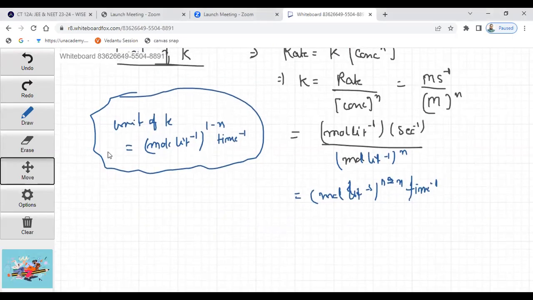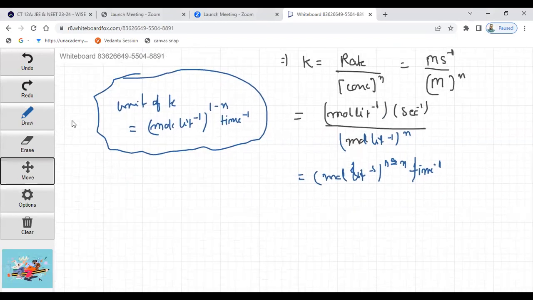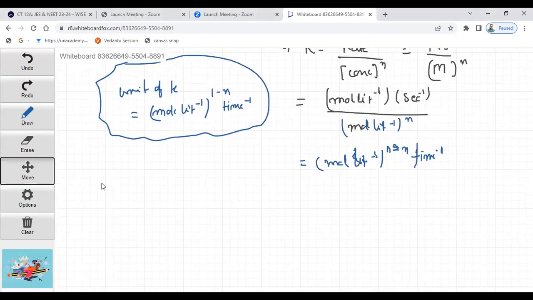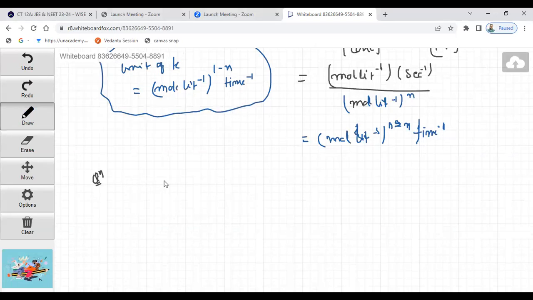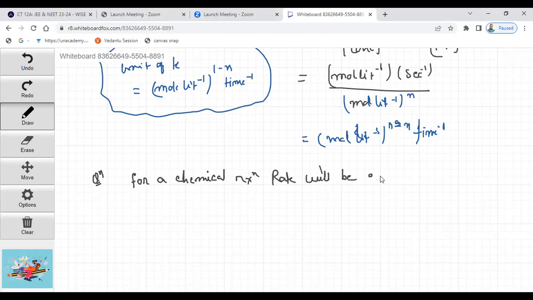After that, I am writing the question. For a chemical reaction, the rate will be written as R equal to k into A to the power 2, B to the power 3.